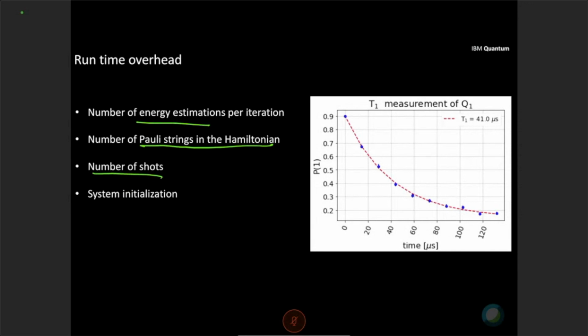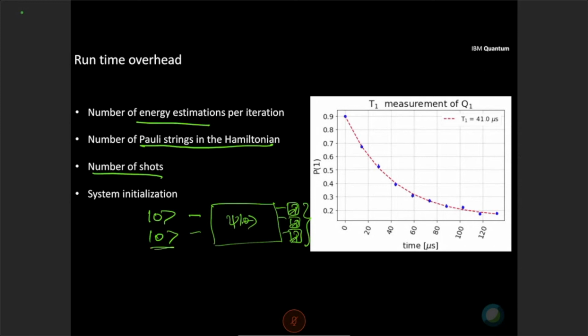And then one more aspect that I haven't touched upon is system initialization. I'm not sure how many of you paid attention to this, but typically in every circuit, you start in the ground state. And then after you've run your entire circuit and measured it, what happens for the next shot? You're in some arbitrary state at the end of this measurement. In the most naive approach, you basically wait for your system to get back in the ground state.